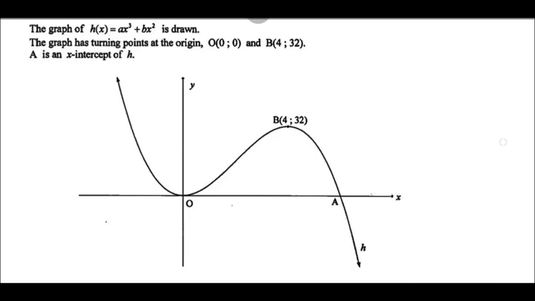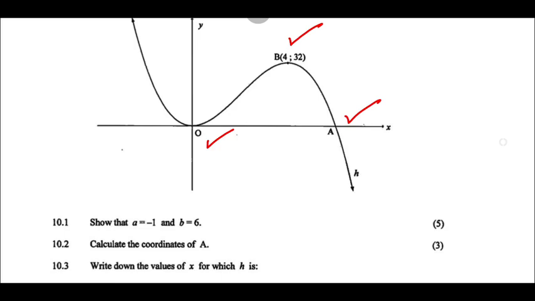The question says the graph of h of x is equal to ax power 3 plus bx square is drawn. The graph has turning points at the origin, this is the first turning point, and this is the second turning point. A is the x-intercept of h. First question says, show that a is equal to -1 and b is equal to 6.